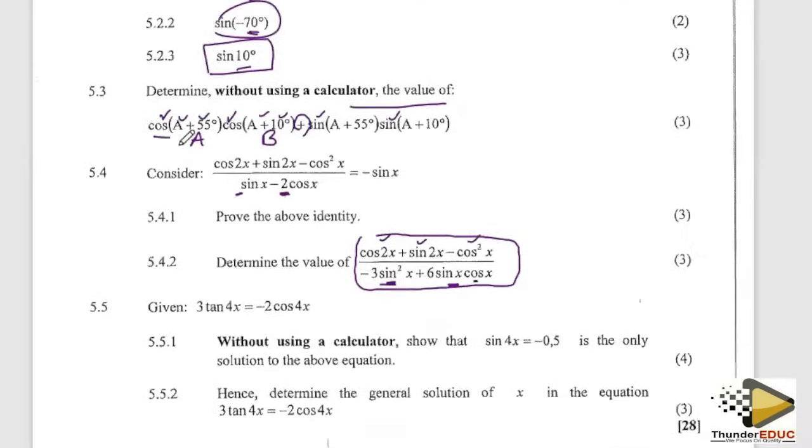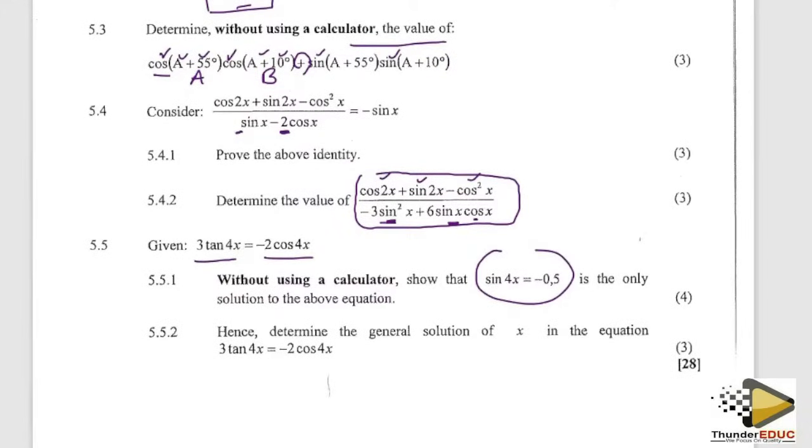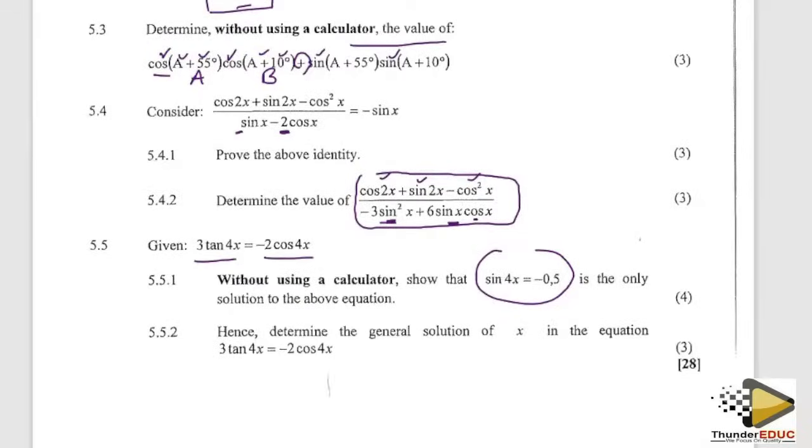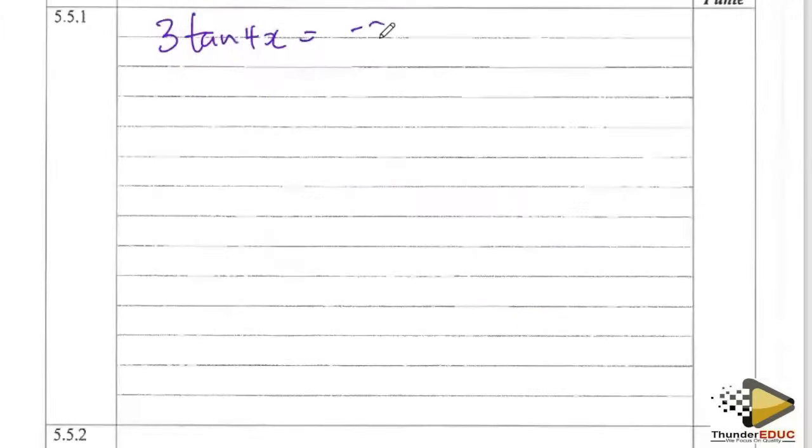Okay, and then 5.5.1. If you're given 3 tan 4x is equal to negative 2 cos 4x, without using calculator, can you show that this is the only solution? It's a sine. You don't have anything like tan. Okay. So 3 tan 4x is equal to negative 2 cos 4x. Okay, I'm going to change this from that identity.